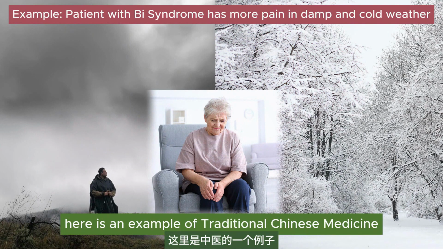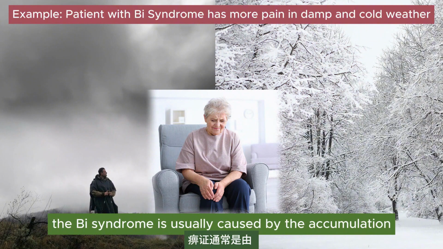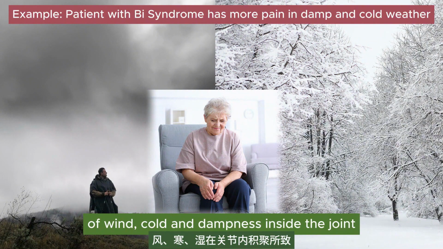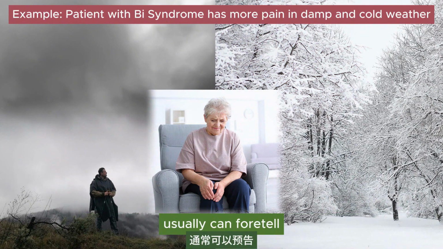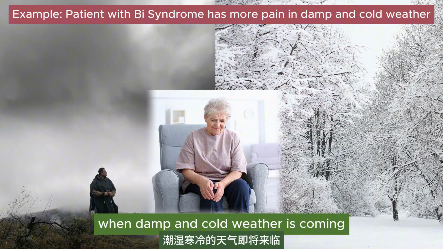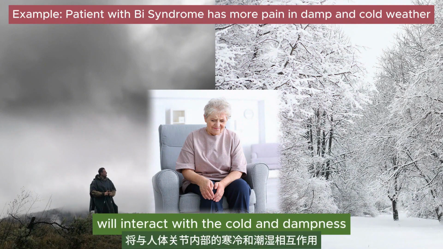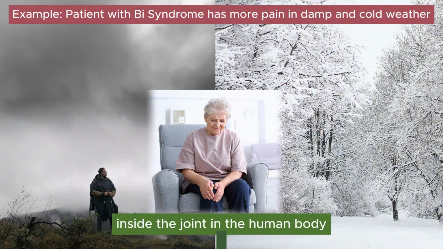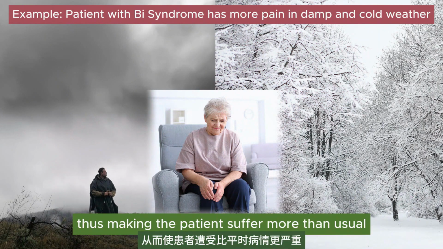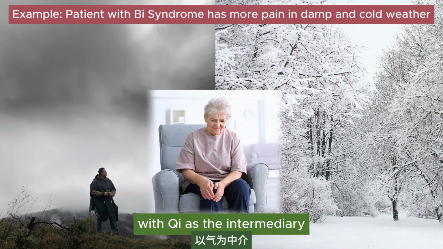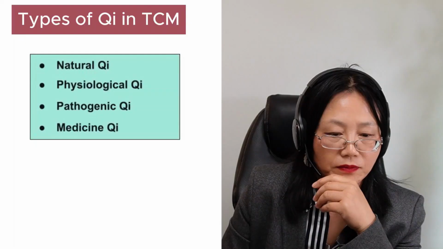Here is an example of a traditional Chinese medicine condition, B syndrome. The B syndrome is usually caused by the accumulation of wind, cold, and dampness inside the joints. We know that the patient with B syndrome usually can foretell when damp and cold weather is coming. This is because the cold and dampness qi in nature will interact with the cold and dampness inside the joint in the human body and reinforce the pathogenic factors, thus making the patient suffer more than usual. With qi as the intermediary, the pathogenic qi in nature will affect the human body's qi.